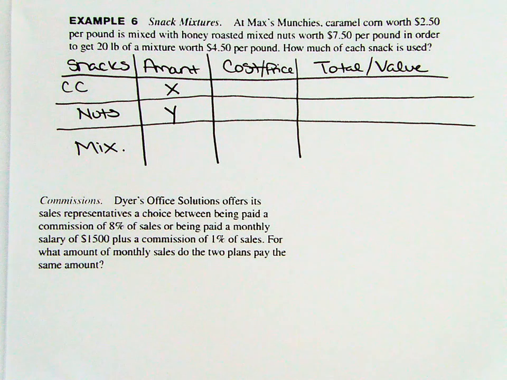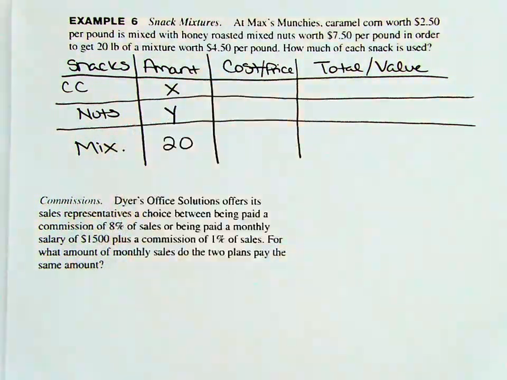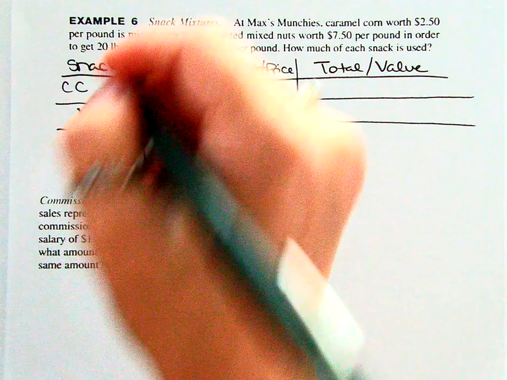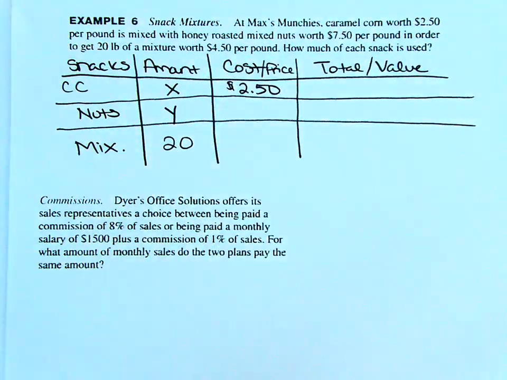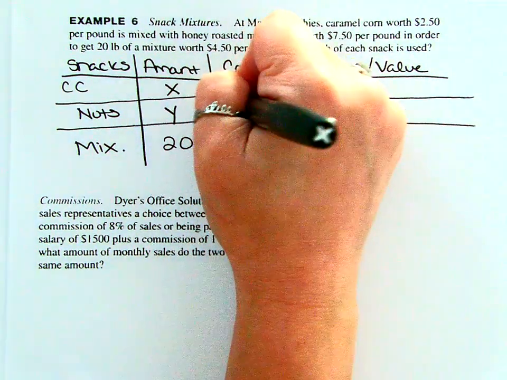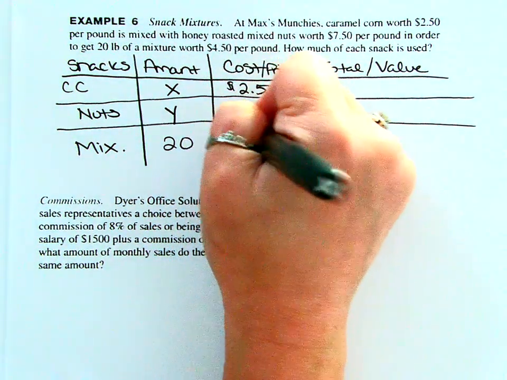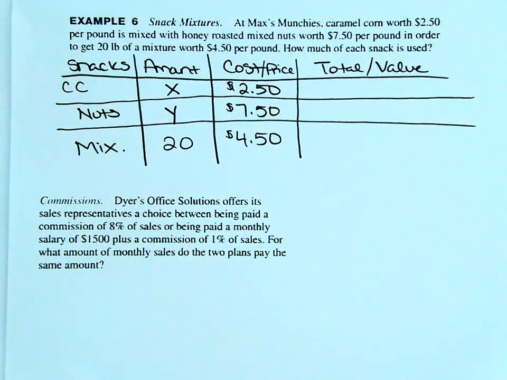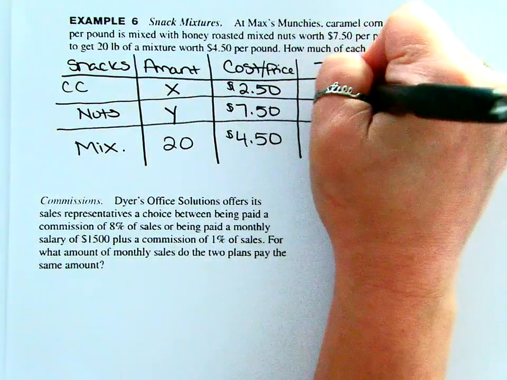Okay. Now we do know the cost of all these things. We know that caramel corn is $2.50. We know that the nuts are $7.50. And we know that we want the mixture to be $4.50. The way we come up with our total is you take your amount times your cost. You multiply across your row. So my total would be 2.50x, 7.50y, and 4.50 times the 20 pounds.